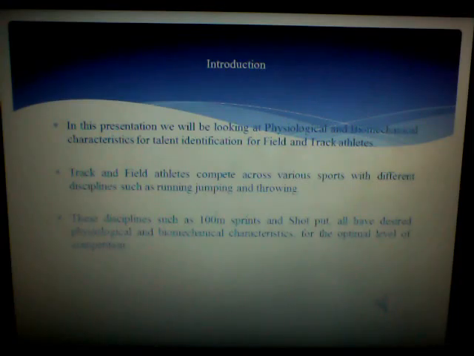Throughout the rest of the presentation, we will discuss these characteristics and how they are specific to different events within track and field events.